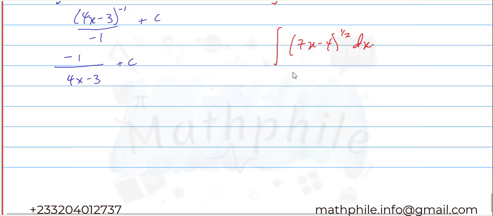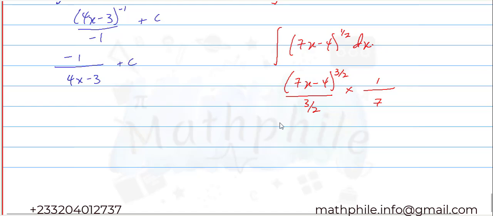So integrating the entire thing will be (7x - 4). You add 1 to the exponent. 1 plus 1 over 2 is going to be 3 over 2. Divide by the new exponent. Then multiply by 1 over the differential of what is inside. The differential of what is inside is 7. So this simplifies to 7. 3 over 2 times 7 will be 21 over 2.